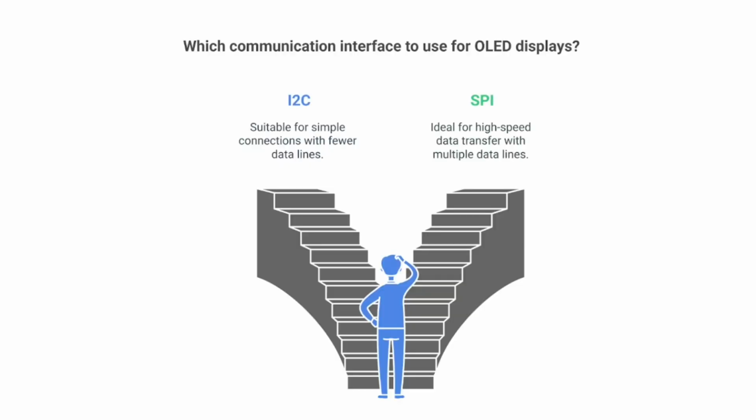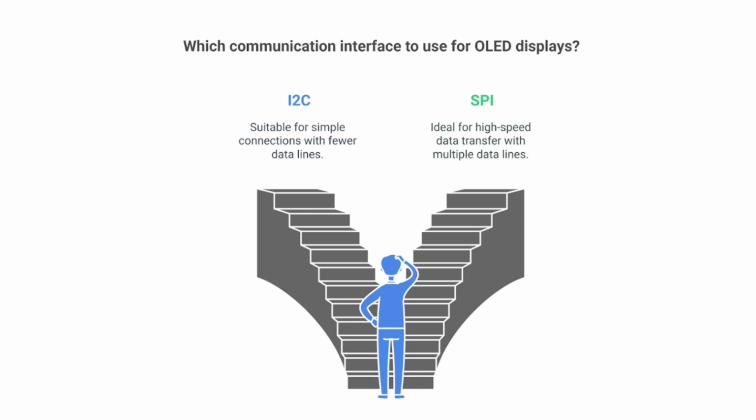So there are two communication interfaces. I2C, which is a two-wire interface, requires only two data lines, SDA and SCL, and is preferred for simple communication. SPI, which stands for Serial Peripheral Interface, uses multiple data lines, which are MOSI, MISO, serial clock, and chip select, and offers faster data transfer, ideal for applications needing high refresh rates.